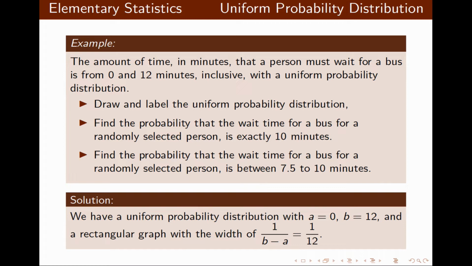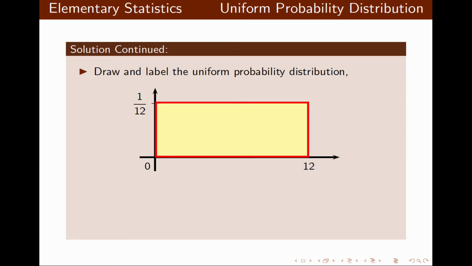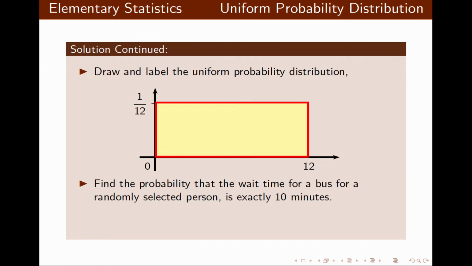Well, we have a uniform probability distribution with a equal to 0 and b equal to 12. So the graph will be rectangular and the width of the rectangle will be 1 over 12 minus 0, which is 1 over 12. So we're ready to draw and label the uniform probability distribution. Now, the probability that the wait time is exactly 10 minutes, as we said in one of the conditions, will be 0. You can think of it as there is no area for x equal to 10, or the area is simply 0.